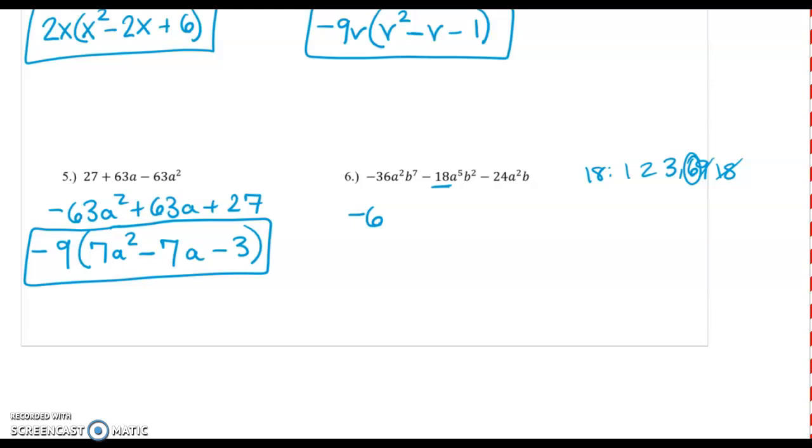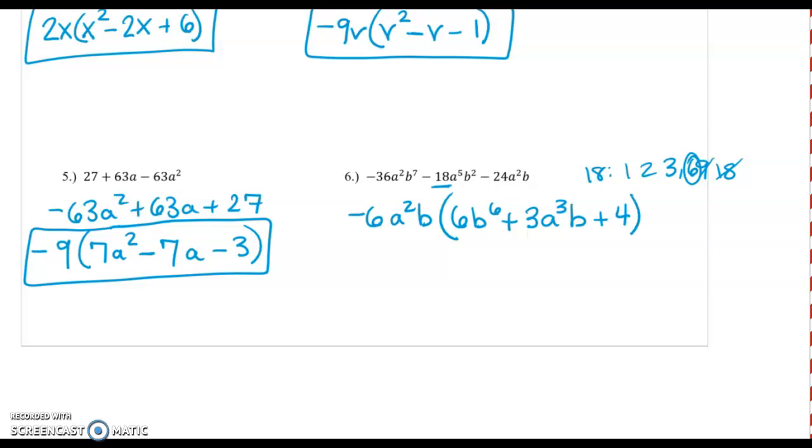And then a to the second, a to the fifth, a to the second. So a to the second, b to the seventh, b to the second, b. So I'm going to take out a b. So inside, I'm going to have left a positive 6, and then not any a's, and then b to the 6. And then it's going to be positive 3, a to the third, b, and a positive 4, and then not a to the second or b.